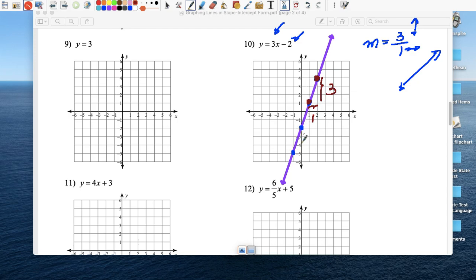Look at the next 2 points. From this point to this point, if you measure the height, the change in y values is 3, and if you measure the horizontal distance, it's 1. So the ratio of any 2 points on the line is going to be 3 over 1.